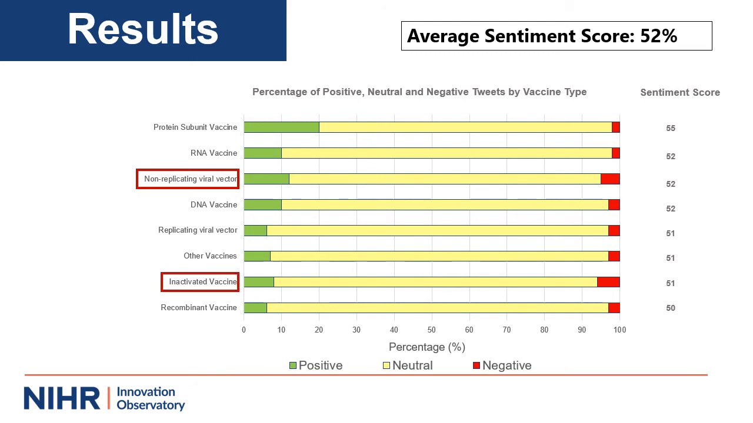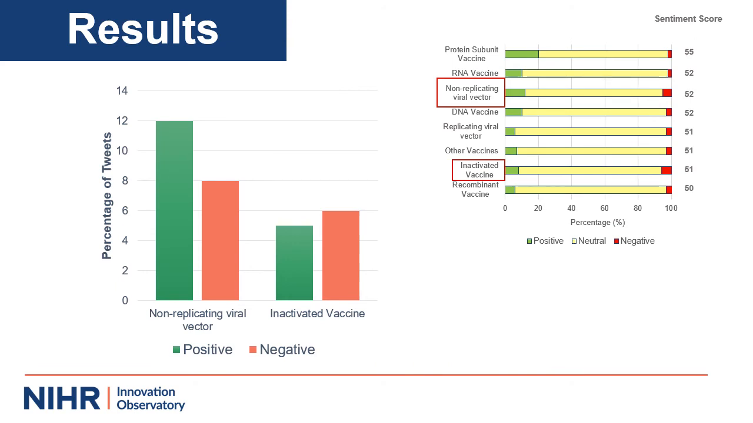And when we look specifically at the two vaccine category types that were most discussed, the non-replicating viral vector and inactivated vaccine, we can see that there was considerable difference in sentiment. There was much more positive percentage of tweets for the non-replicating viral vector and much more negative percentage of tweets for the inactivated vaccine. So we then sought to use topic analysis to understand why this might be.